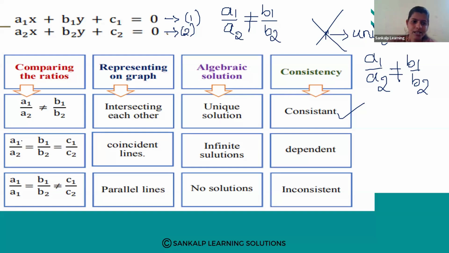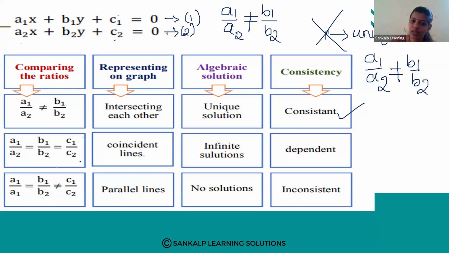Remember, second case: A1 divided by A2 is equal to B1 divided by B2 is equal to C1 divided by C2. That means all the ratios are equal. Ratios means what? Comparing, right? So ratios means we compare the values A1 divided by A2, B1 divided by B2, C1 divided by C2. So if you get the result A1 divided by A2 is equal to B1 divided by B2 is equal to C1 divided by C2, that means all the ratios are equal here.